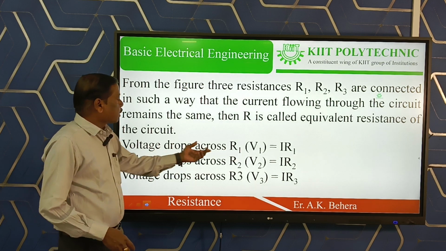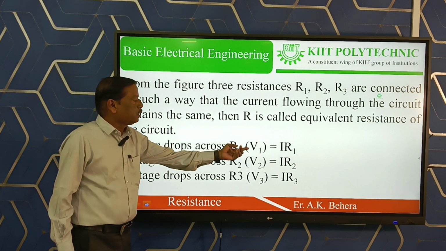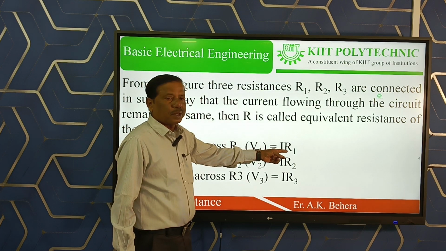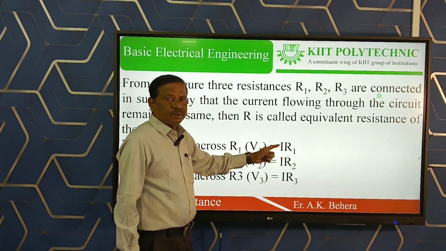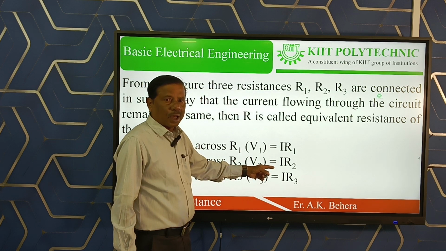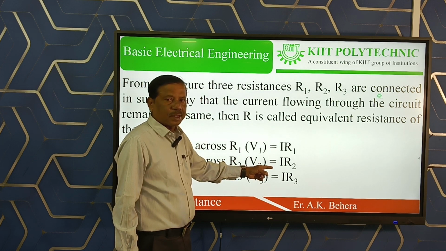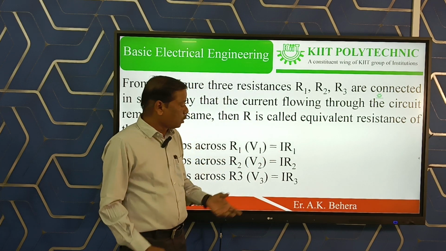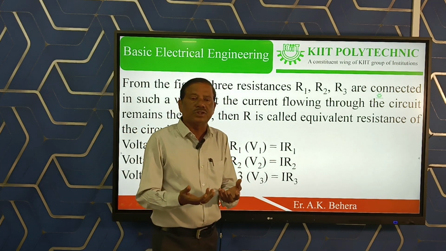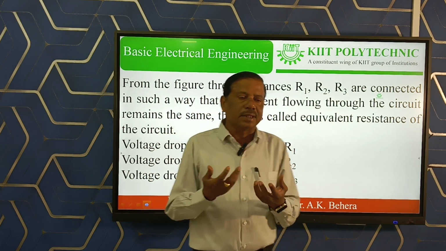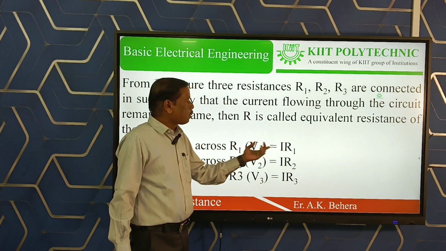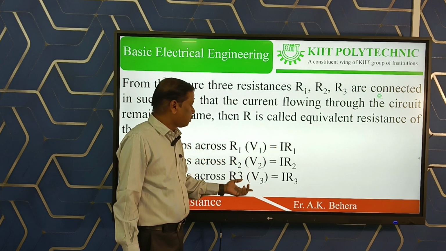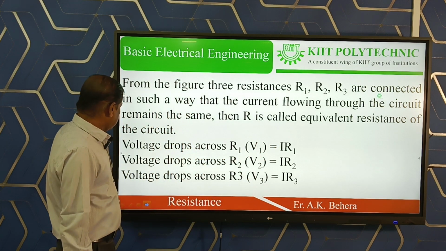Now, the voltage drop across R1, as per Ohm's law, is V equal to I into R. So the current is the same and it is multiplied by the resistance R1. Similarly, in the second resistance R2, though it is series connected, I into R2 is the voltage drop V2. If somebody asks how much voltage is dropped across R1, then according to Ohm's law formula, we can calculate the voltage drop across each element, V1, V2, V3.